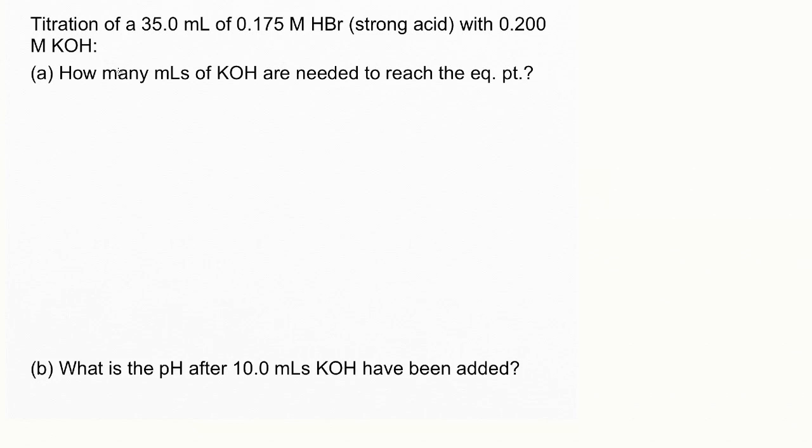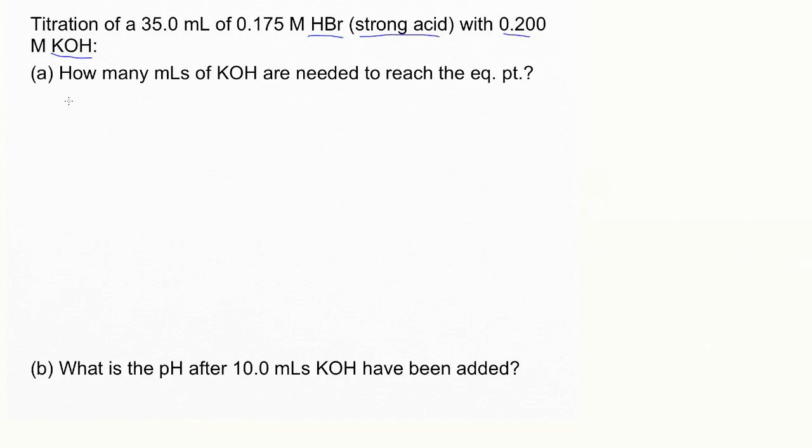Alright folks, this video is about strong acid, strong base titration. Let's take a look at this example. Titration of 35.0 ml of 0.175 mol per liter of hydrogen bromide, which is a strong acid, with 0.200 mol per liter of potassium hydroxide. First question, how many ml of potassium hydroxide are needed to reach the equivalence point?